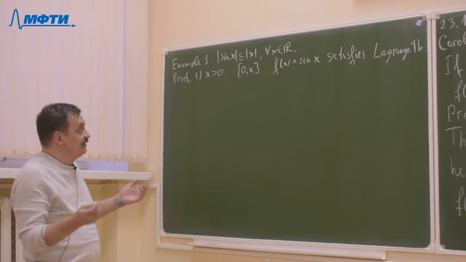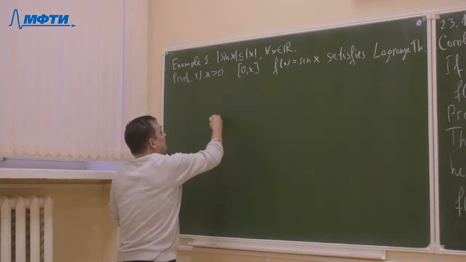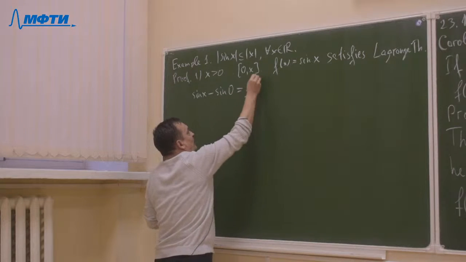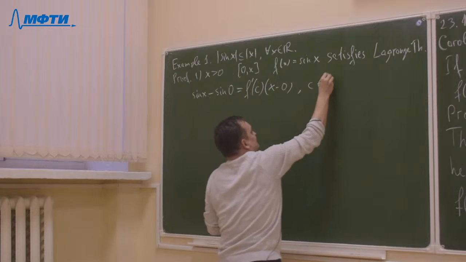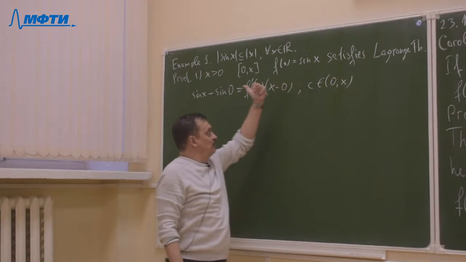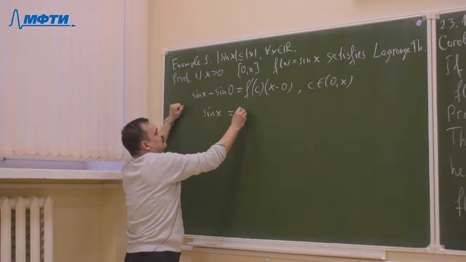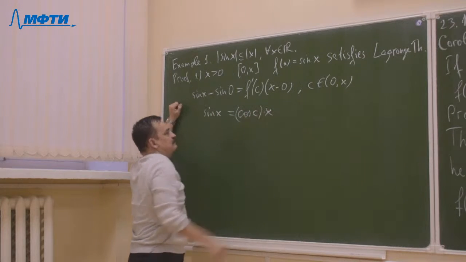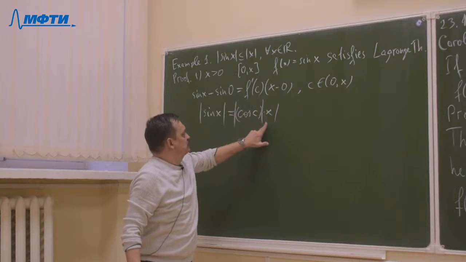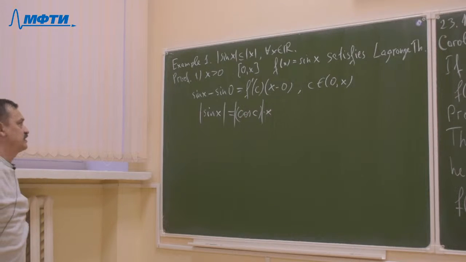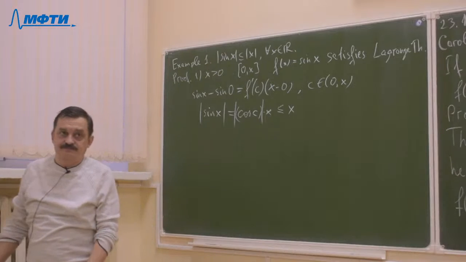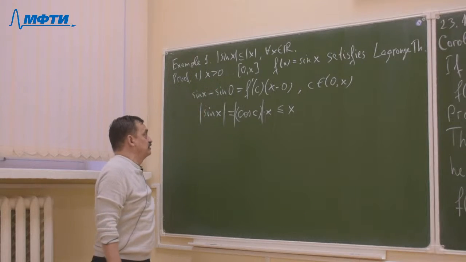Hence the function satisfies the Lagrange theorem. Hence, we have sine x minus sine 0 equals f prime at a point c times x minus 0, where c is on the interval. Derivative of sine we know equals cosine, so we have sine x equals cosine c times x. Since x is positive, I may omit modulus here. And we know that cosine is less or equal than 1, so it is less or equal than x. The proof for x greater than 0 is complete.